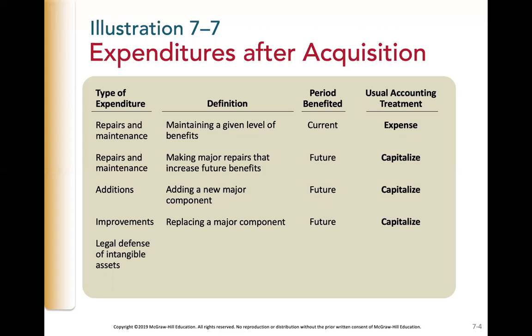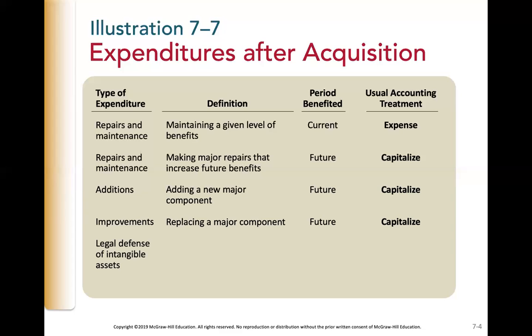Improvements. The cost of replacing a major component of an asset. The replacement can be a component with the same characteristics as the old component or a new component with enhanced operating capabilities. For example, we could replace an existing refrigeration unit in a delivery truck with a new but similar unit or a new and improved refrigeration unit. In either case, the cost of the improvement usually increases future benefits. It's going to last us longer than a year, so we should capitalize it.